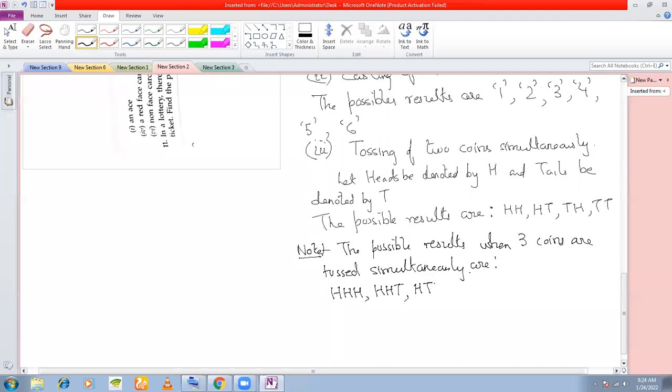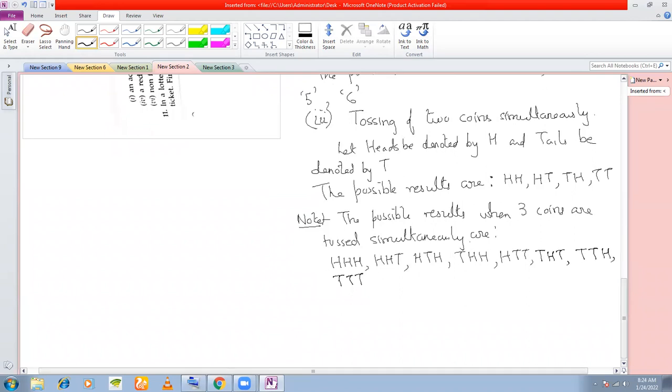You can get a tail in the second coin, right? In the first coin, you can get a tail, right? Next, what is the next result? You can get tail in the second and third coin. You can get tail in the first and third coin. And you can get tail in the first two coins, right? And what else? You can get all tails. Yes. Right?